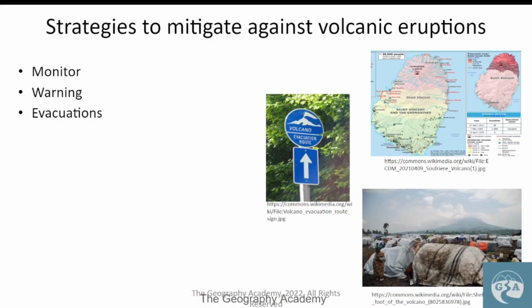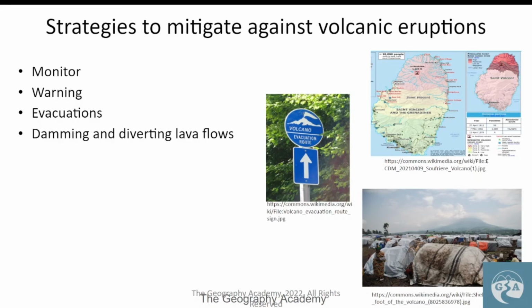Evacuations, this is the most efficient method of reducing loss of life because we have very little to no control over the scale and the direction that the hazard is going to take. This means that this is the most efficient method to reduce the impacts and loss of life.